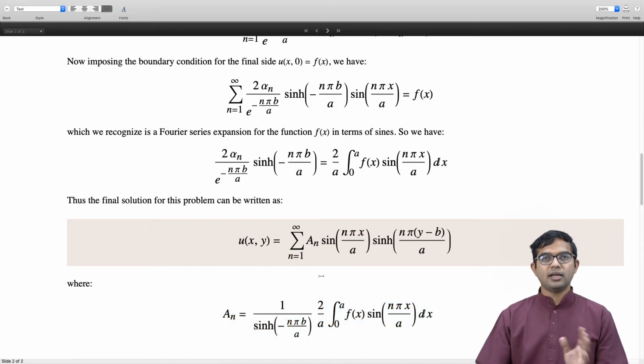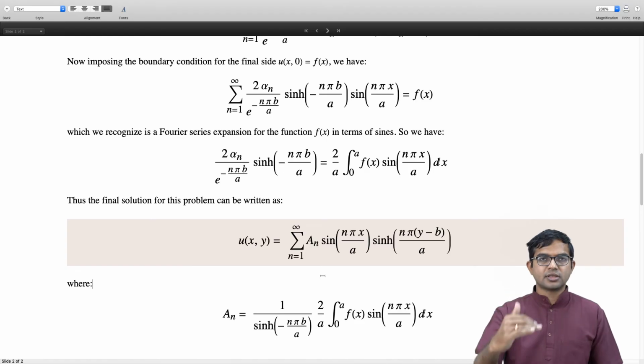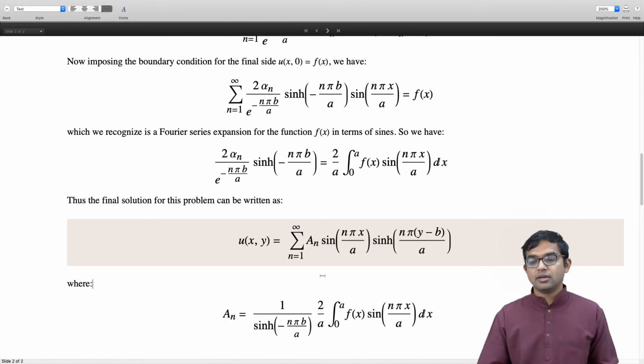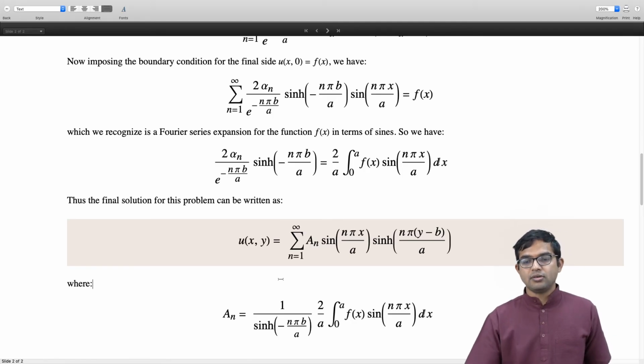But basically the idea is, it's a combination of bringing in all the boundary conditions in a systematic way. First of all, choosing the right kind of solutions, and then also making sure that we extract the right kind of Fourier series. So in this case, it's a sine Fourier series, and then get the coefficients out.